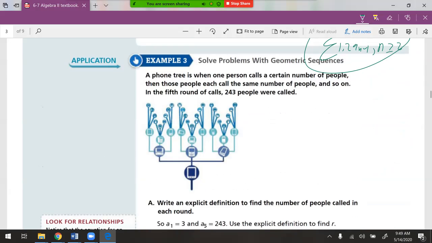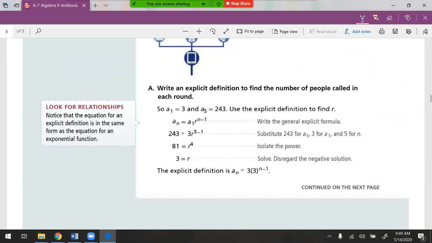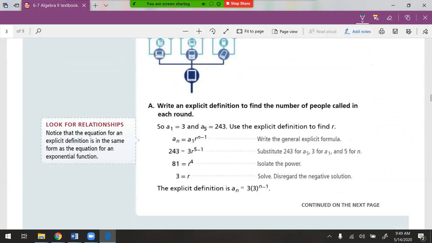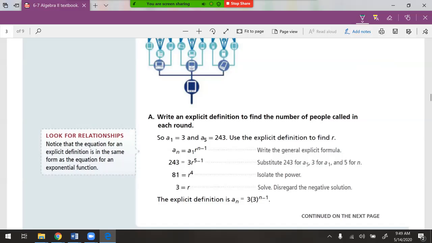Then notice how we're going from 3 to 6, and then 6 to 12, essentially, because we're multiplying by 2. Or are we? Not sure about that. We know that the 5th round of calls is 243. We need to find it.